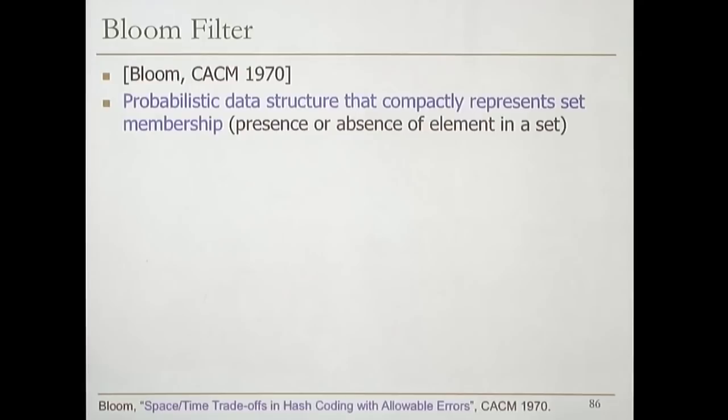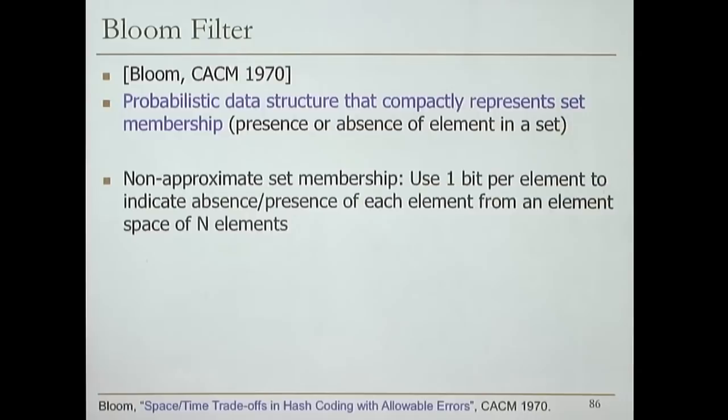These are beautiful data structures. Basically, it's a probabilistic data structure that compactly represents set membership. It gives you the presence or absence of an element in a set. It's not perfect, it's probabilistic. It has false positives. What I described earlier, having two bits per row, is non-approximate set membership, it's exact set membership.